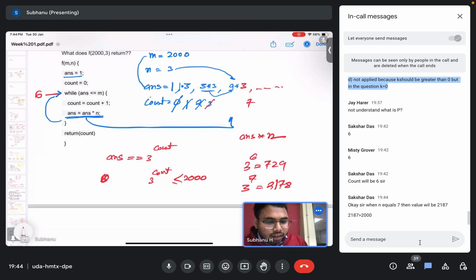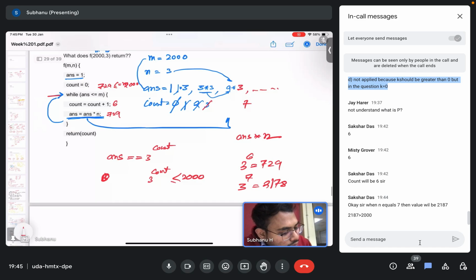Yes, okay sir, Shakshar, I can understand what you are saying. Look at this point. Maybe here your answer is 729, then your count is 6. Then what you will check is whether 729 is less than or equal to m or not, like 729 less than or equal to 2000 or not. So you will get a yes answer.